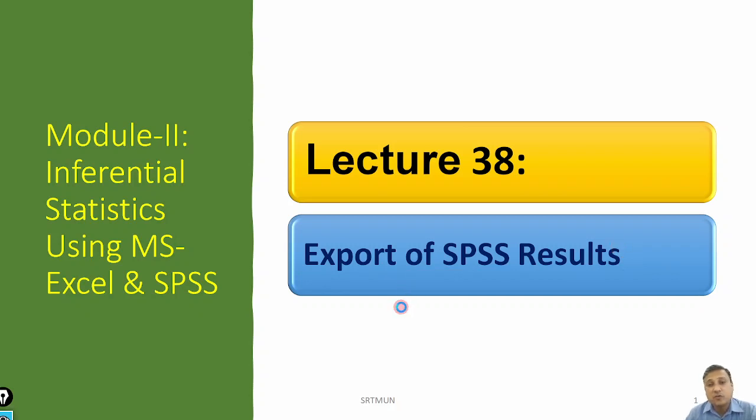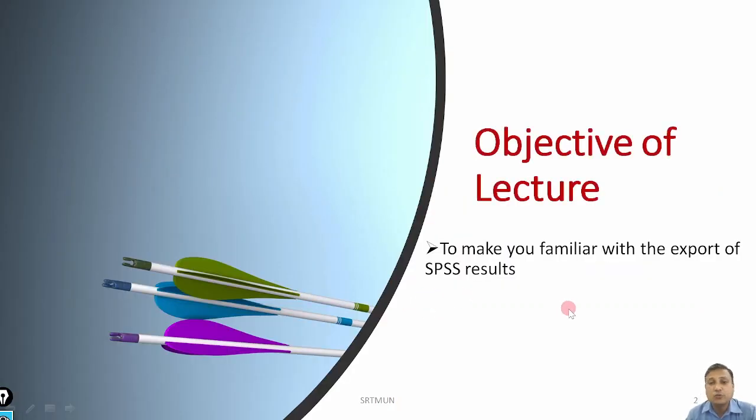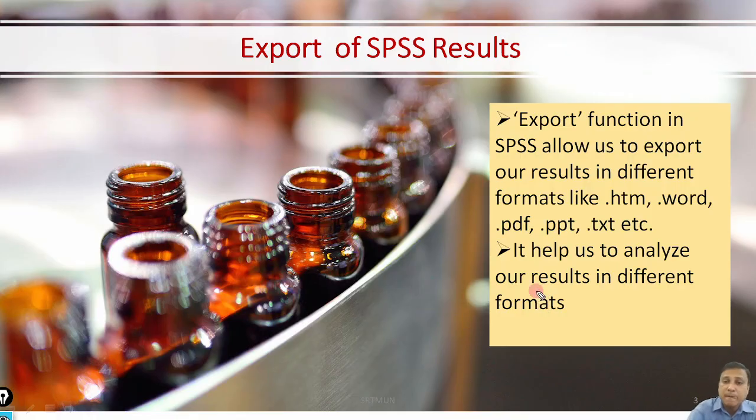So the objective of lecture number 38 is to make you all familiar with the export of SPSS results. So let me start this lecture. The Export function in SPSS allows us to export our results in different formats like .htm, .doc, .pdf, .ppt and a few more. And why do we need to export the results? Because it helps us to analyze or describe those tables or charts in those respective formats.